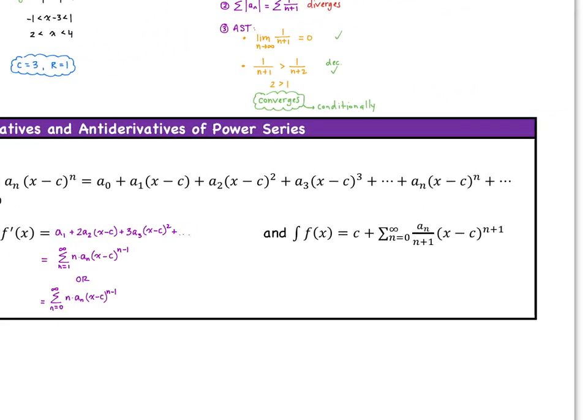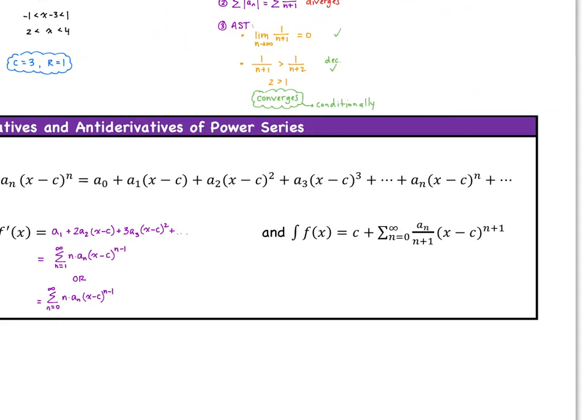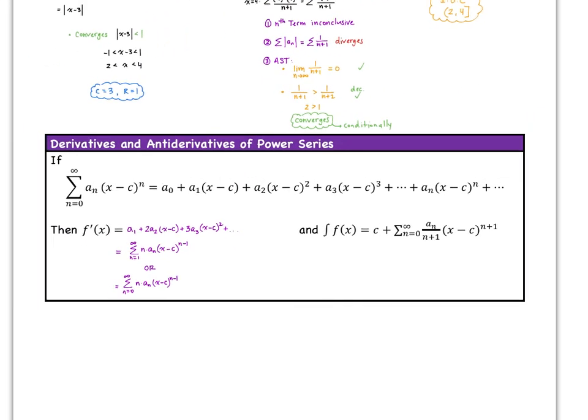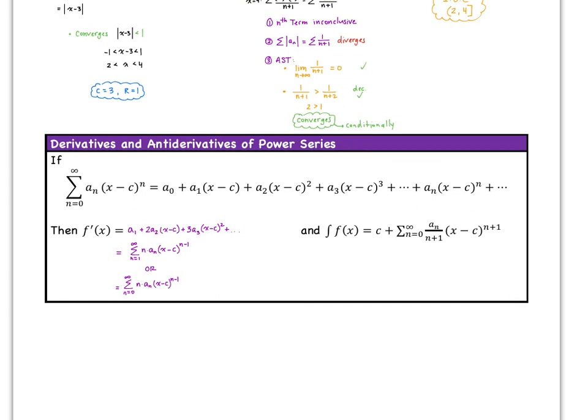If we look at the integral, we're very similar to the integral rules as well. So integrating this polynomial, we would have that constant, that plus C, plus this series from n equals 0 to infinity of that coefficient over the n plus 1, because that's what our power is going to go to.